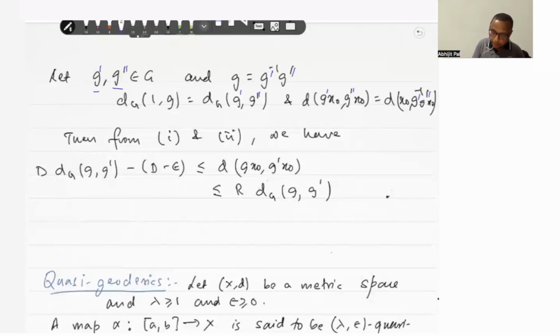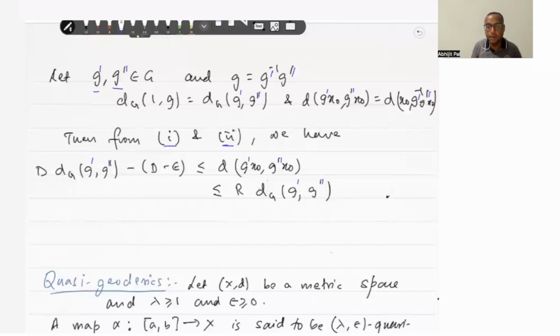So from equations 1 and 2, what we'll get? d times the distance between g prime and g double prime minus d minus epsilon will be less than or equal to the distance between g prime x naught and g double prime x naught, and that is less than or equal to the distance between these two group elements in the group G. So from this inequality, it is clear that this map from G to X, g going to g x naught, is a quasi-isometry.